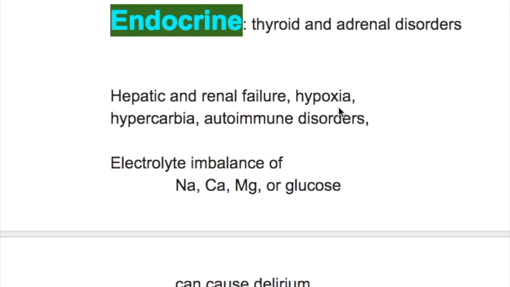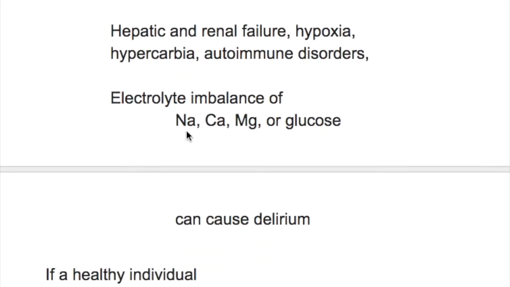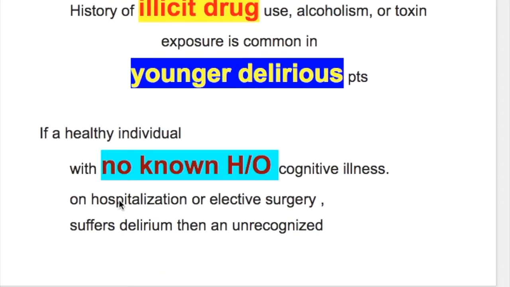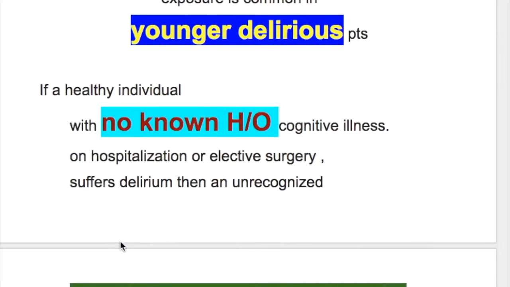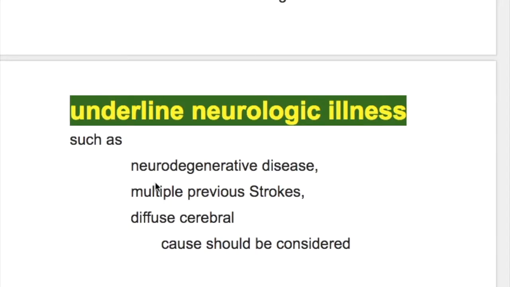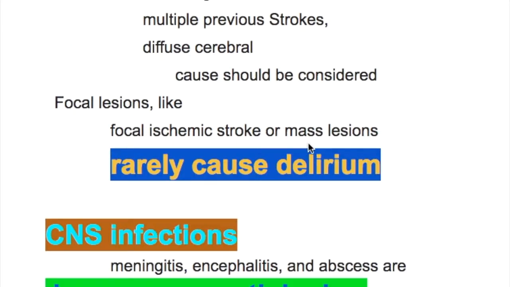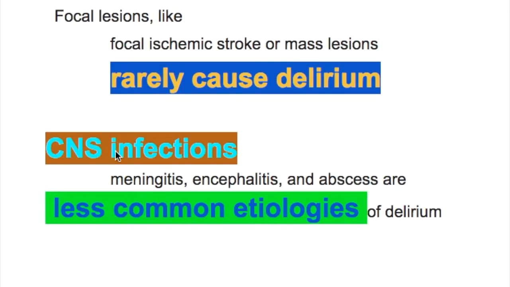Hepatic and renal failure, hypoxia, hypercarbia, and autoimmune disorders cause delirium. Electrolyte imbalance of sodium, calcium, magnesium, or glucose can cause delirium. If a healthy individual with no known history of cognitive illness suffers delirium on hospitalization or elective surgery, then an unrecognized underlying neurologic illness such as neurodegenerative disease, multiple previous strokes, or a diffuse cerebral cause should be considered. Focal lesions like focal ischemic stroke or mass lesions rarely cause delirium, and CNS infection, meningitis, encephalitis, and abscess like focal lesions are less common etiologies of delirium.